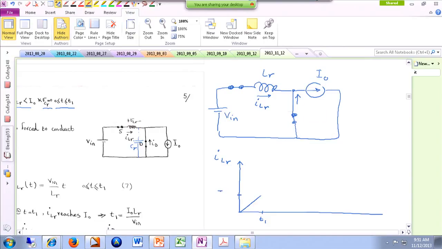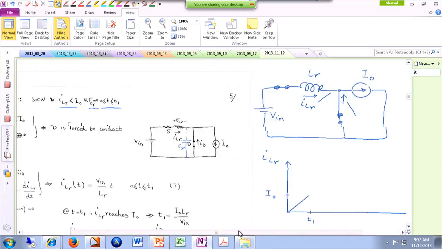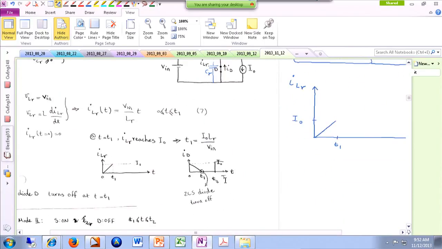Beyond this mode, if I continue, the indication is this current is rising and rising. This current is falling and falling and gets negative. And obviously, this is the current of a diode, so the diode is going to turn off. That means we are moving on to a new mode. If you just focus on the current of the diode, it's falling down, and T1 marks the point that the current of the diode reaches zero and the diode turns off.